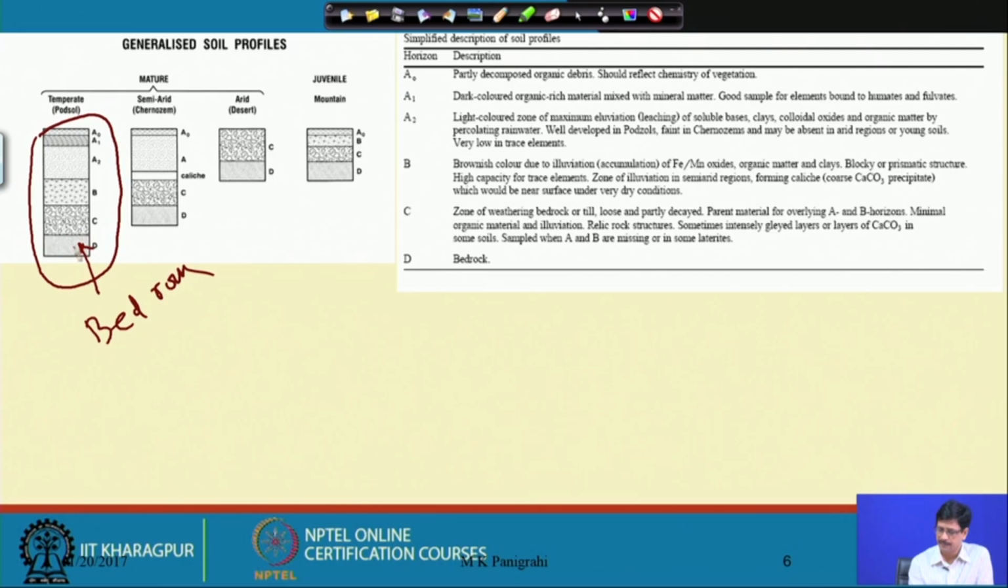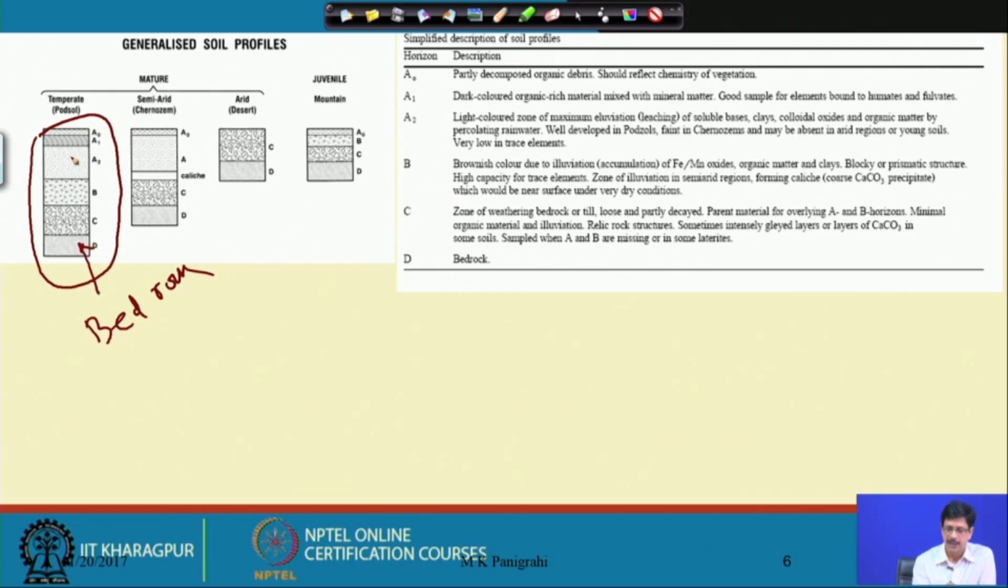Sometimes some of the resistant oxides possibly stay back in this particular region, and then the B layer is brownish in color due to illuviation, the accumulation of iron and manganese oxide, organic matter and clays. They are blocky or prismatic in structure, with a high capacity for trace elements. Most of the trace elements are enriched in this zone. The zone of accumulation in semi-arid regions forms caliche, or calcium carbonate; you could just give a comparison.